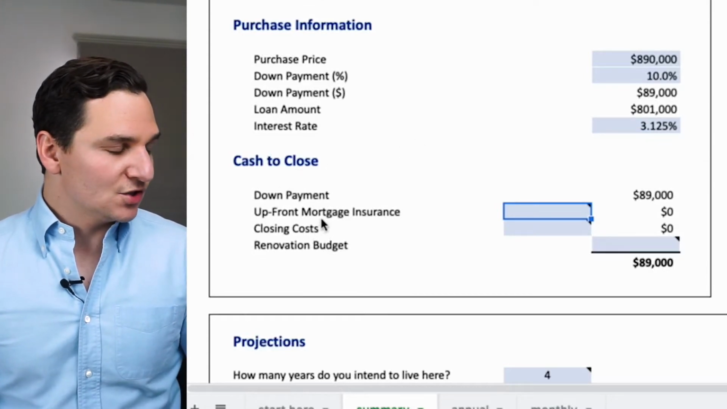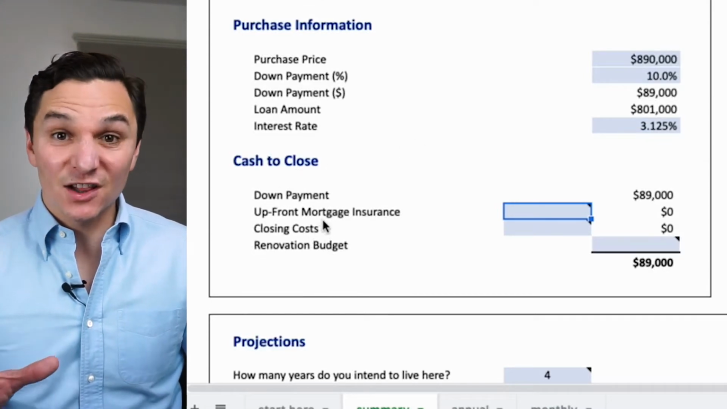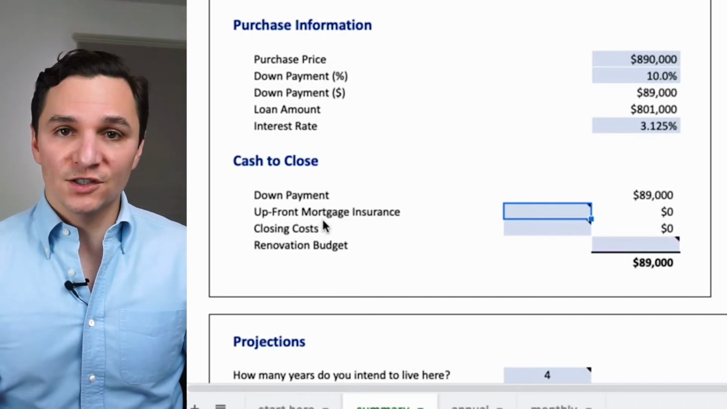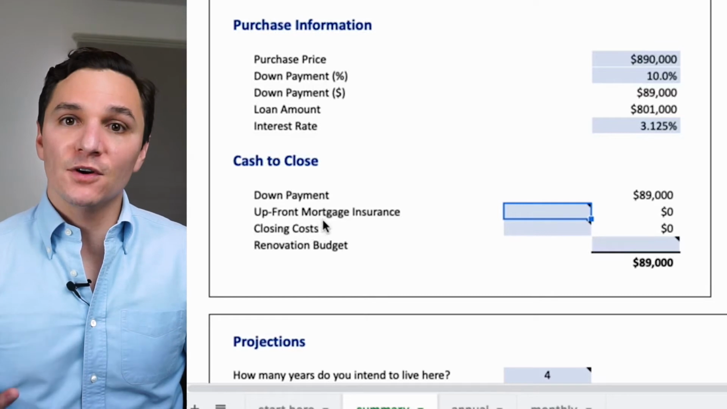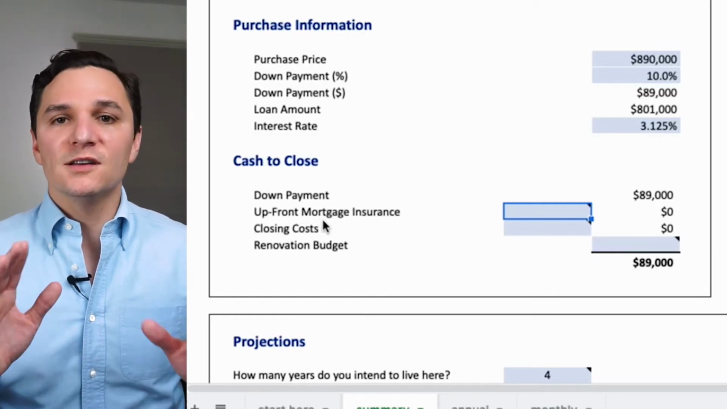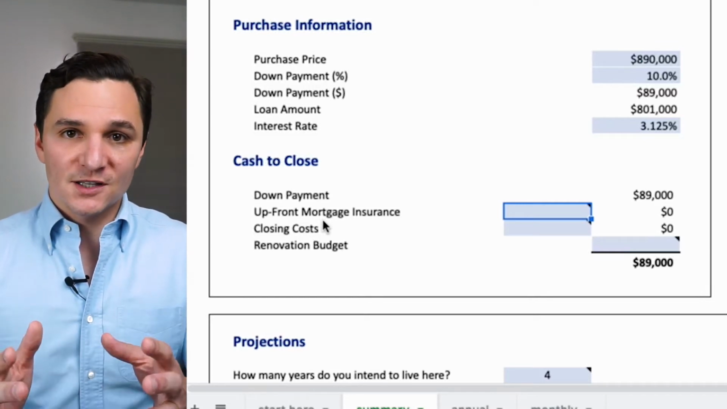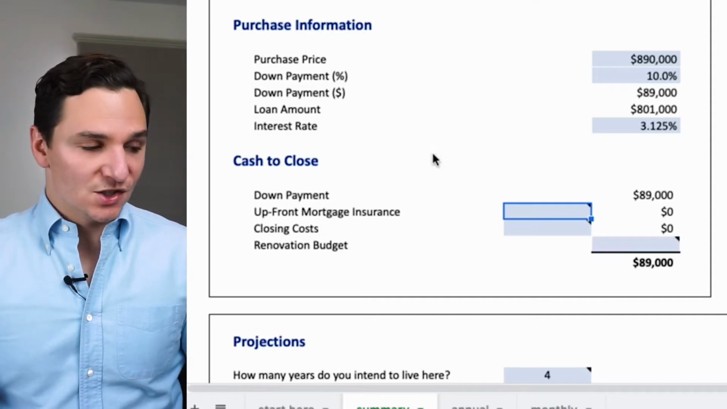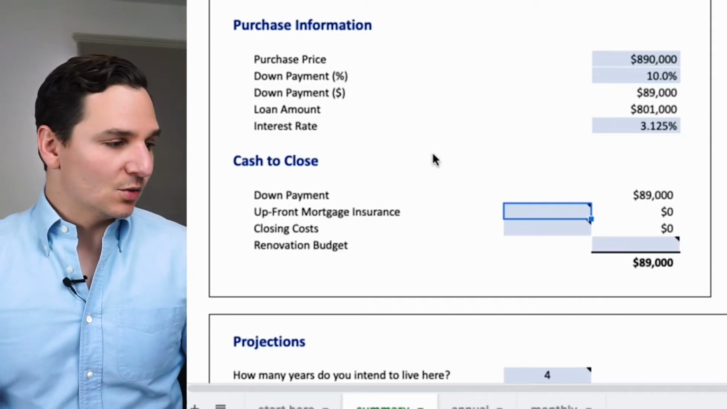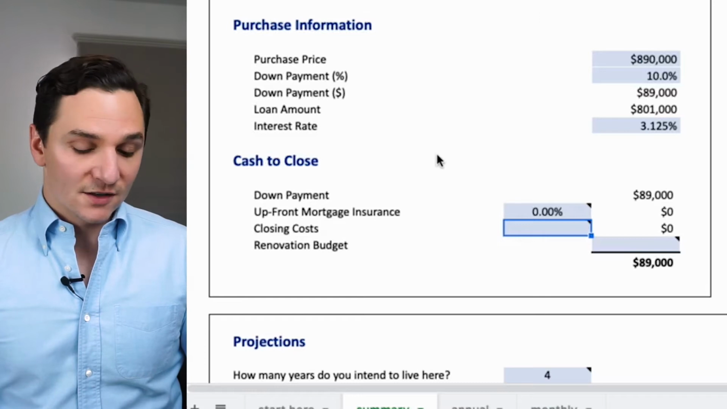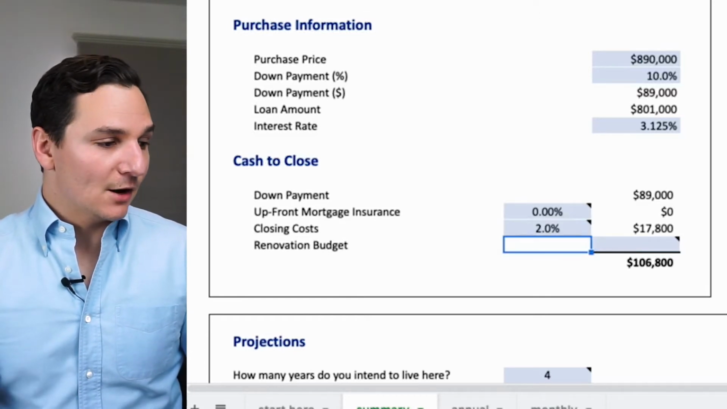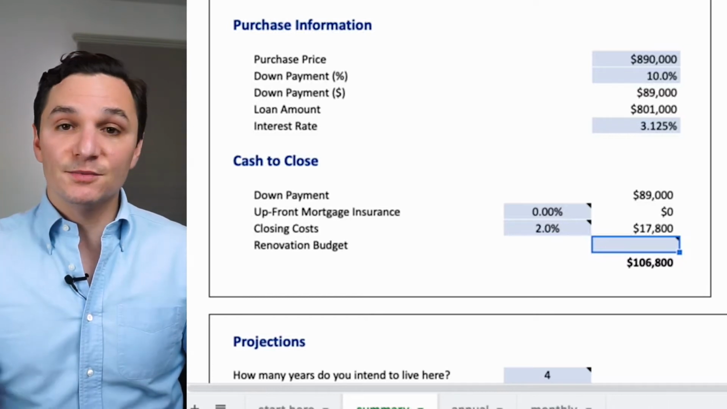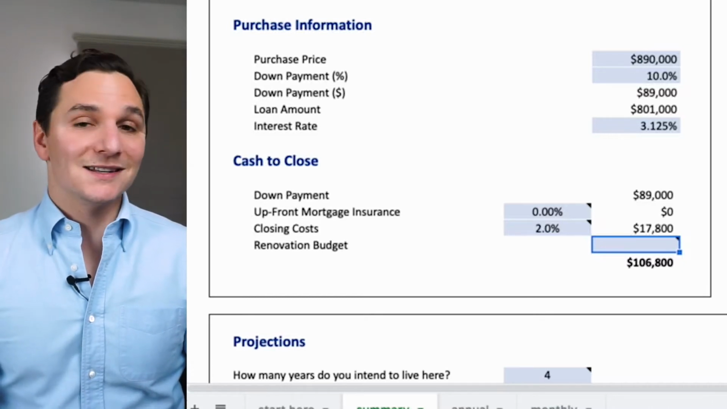Now, some mortgage insurance, especially on an FHA loan, requires an upfront mortgage insurance cost. Also, sometimes you can buy the mortgage insurance upfront instead of paying it monthly. The point is, talk to a lender about your specific mortgage situation. In this situation, we wouldn't have any upfront mortgage, so we're going to put that at 0. Closing costs tend to be 2% of the price of the property. And now, renovation budget, this is up to your discretion, up to your best estimation.